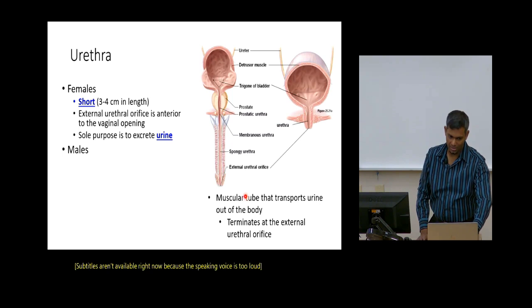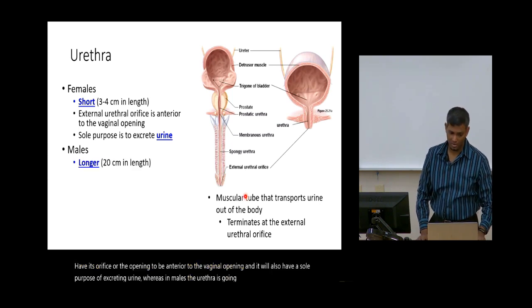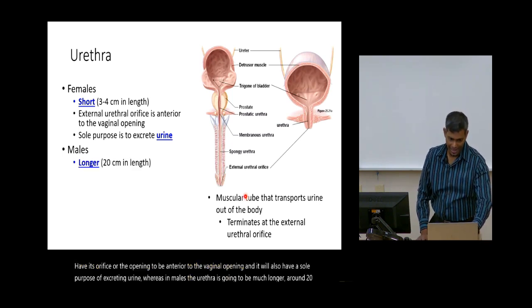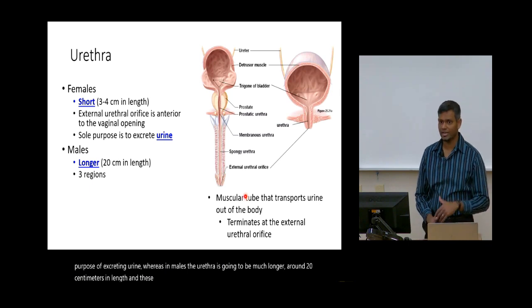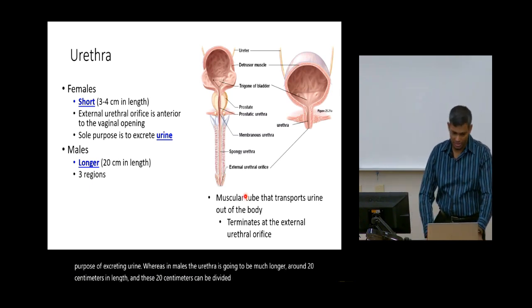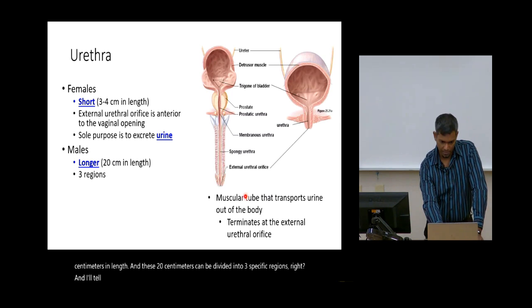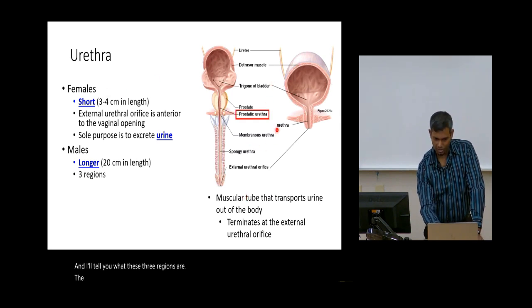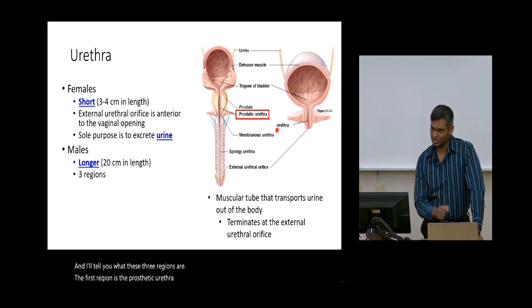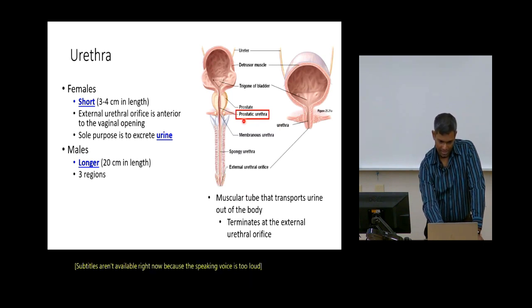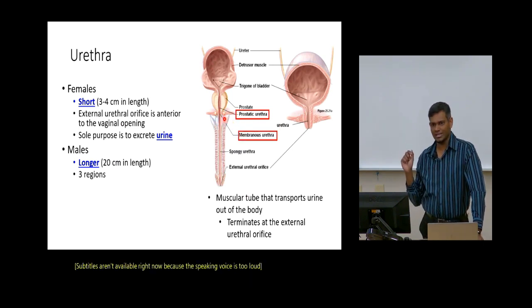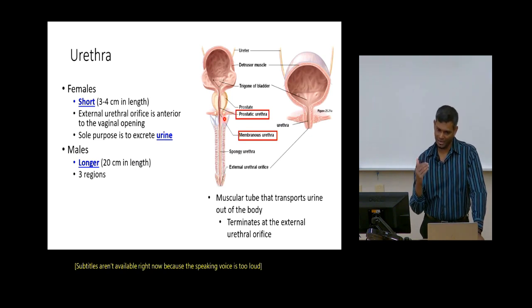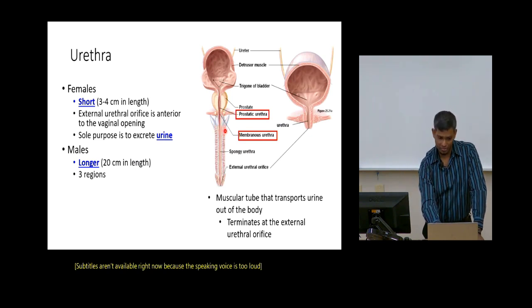Whereas in males, the urethra is much longer, around 20 centimeters in length, and these 20 centimeters can be divided into 3 specific regions, right? I'll tell you what these 3 regions are. The first region is the prostatic urethra, which passes through the prostate gland, and the second region is the membranous urethra. This is just a very narrow region as the urethra exits the prostate gland and moves into the shaft of the penis.